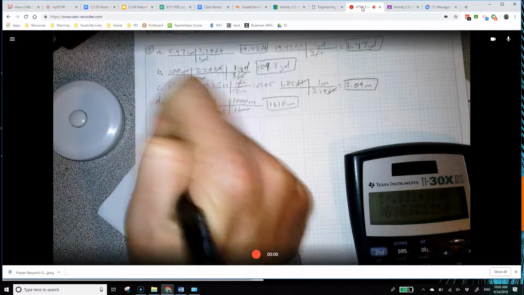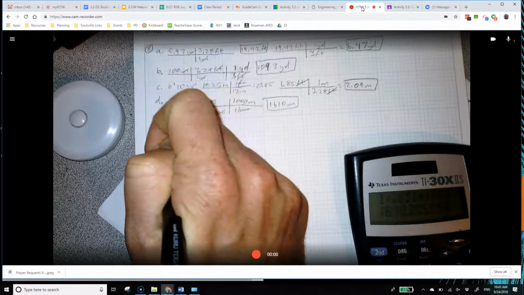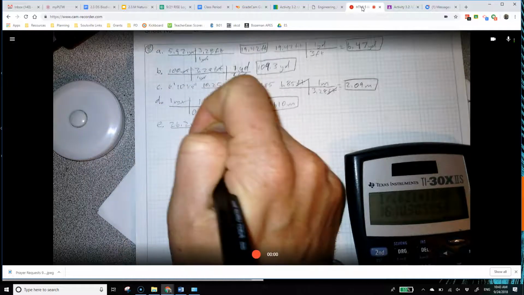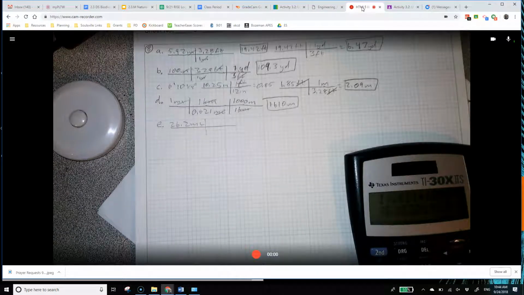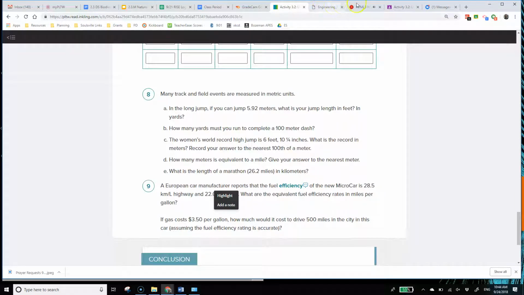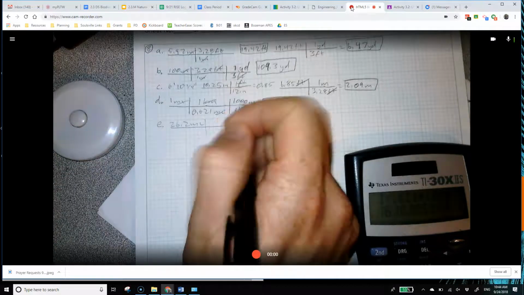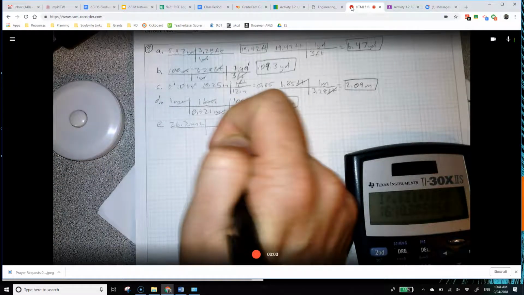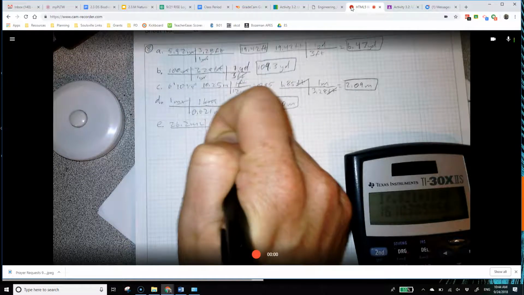So E. So we start out with 26.2 miles, which if anybody is not sure about, that is a lot of miles to run. And then it asked me to convert to kilometers. Is that right? Yes, in kilometers. So this one's actually a little bit easier, because I just used that same conversion I just used, and don't even need to convert to meters. So I say 0.621 miles over 1 kilometer.